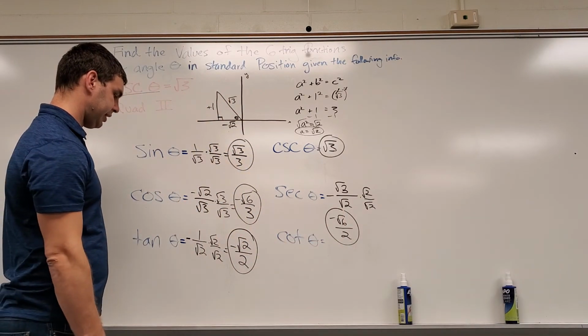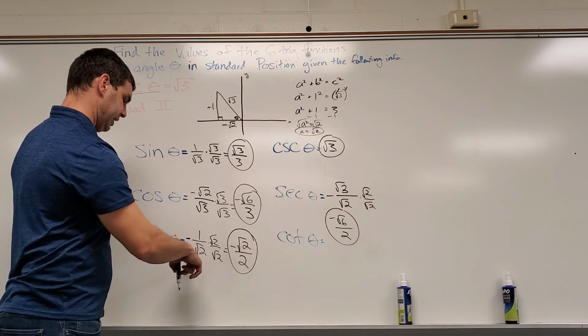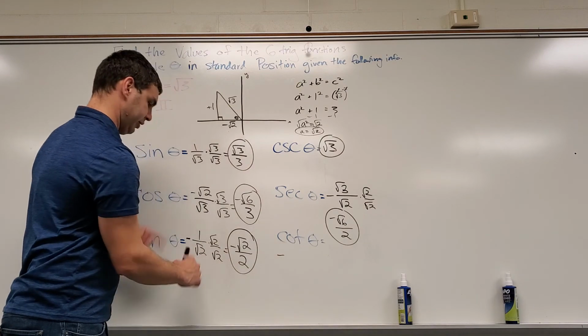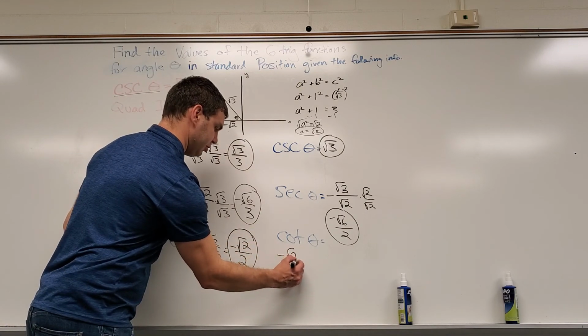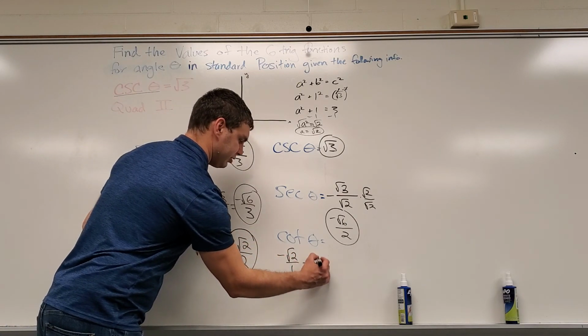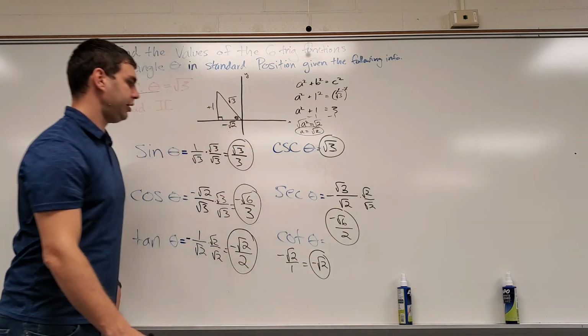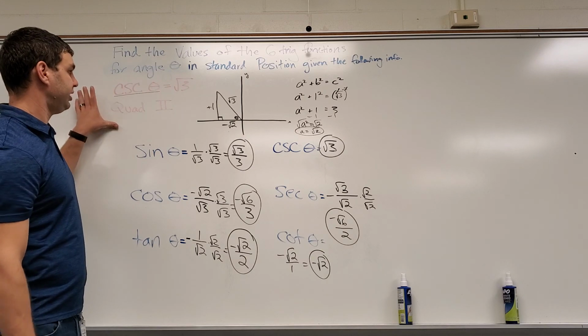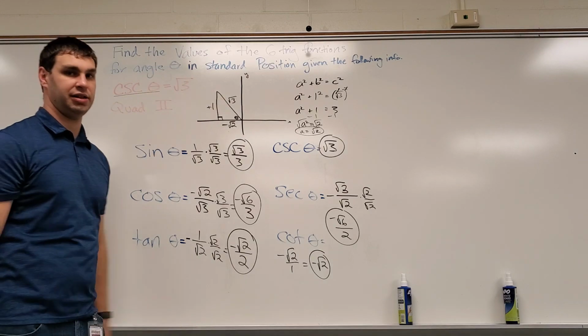All right, then lastly, I can go back to a previous version of tangent, which was maybe negative 1 over the square root of 2, and flip those to be negative square root of 2 over 1, which just becomes negative square root of 2. All right, we successfully found all 6 of our trig functions given this information here with theta in our standard position.